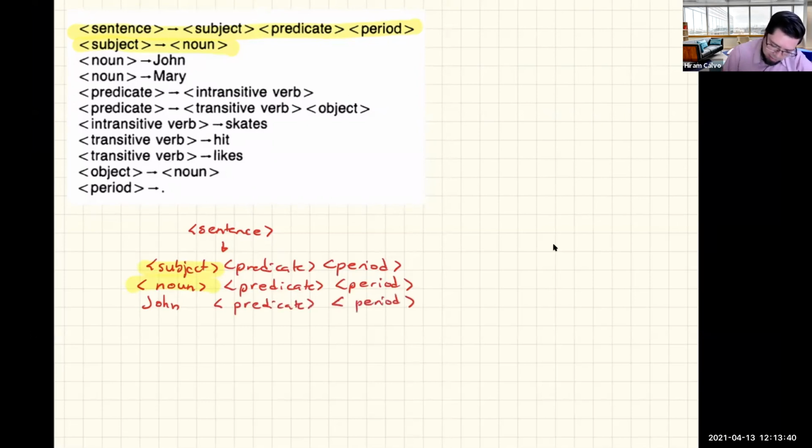Now we have to rewrite predicate. If we rewrite predicate, we have two options, intransitive verb and transitive verb plus object. So I think with this, everyone can remember the difference between a transitive and an intransitive verb. So who wants to explain that to me, please? What is the difference between an intransitive verb and a transitive verb? We have also that in Spanish, verbos transitivos and intransitivos. But particularly we learn it when we are learning English.